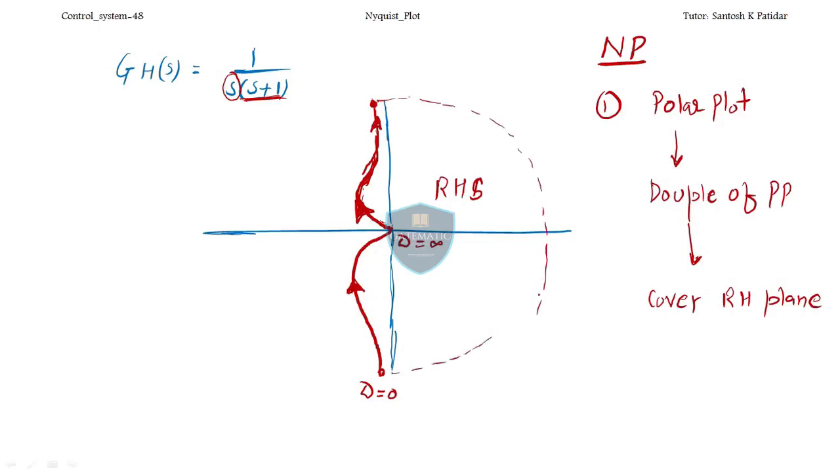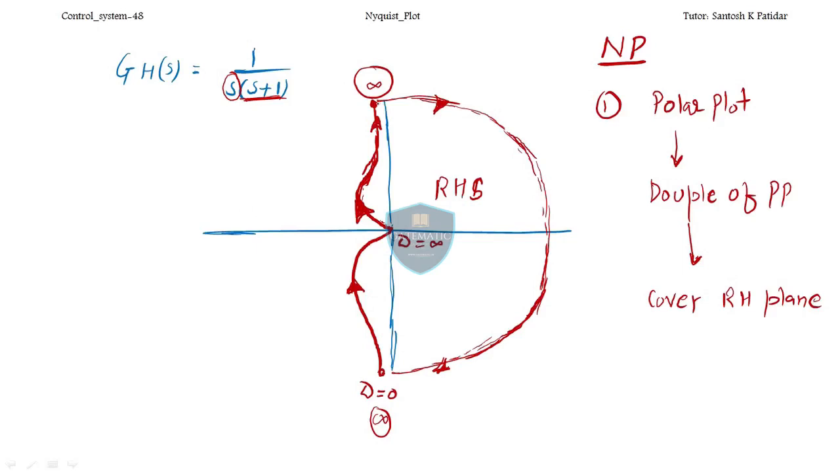So what you have to do is draw this infinite radius circle. This is nothing but the infinity we are talking about, meaning the magnitude is infinity. So you will draw this infinite radius circle, and it will start from the ending point of the plot and terminate at the starting point of the plot. Like this you will do. This is your complete Nyquist plot.